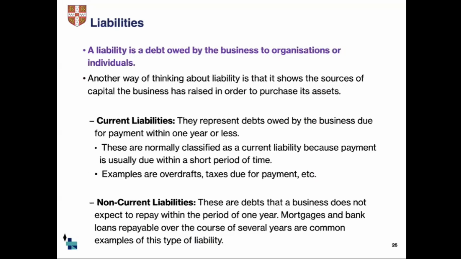And then we look at liabilities. This is the opposite of assets. If an asset is anything that the business owns, then a liability is what the business owes. So a liability is a debt owed by the business to organizations or to individuals. A business also owes its owners.